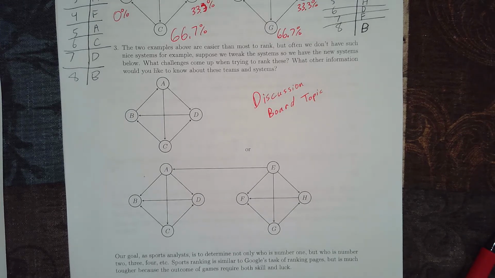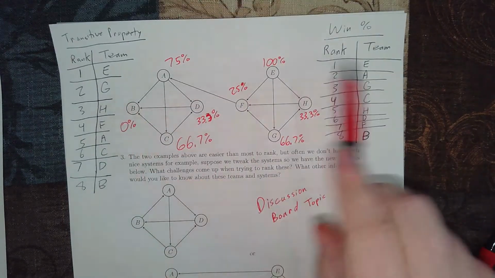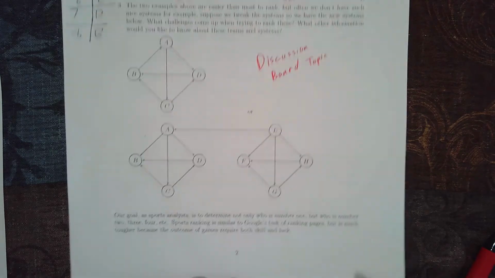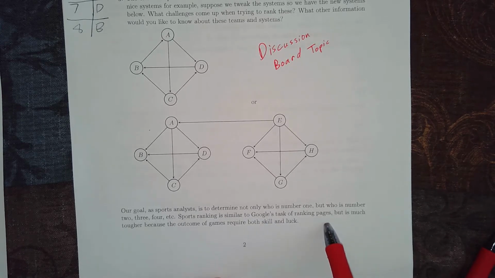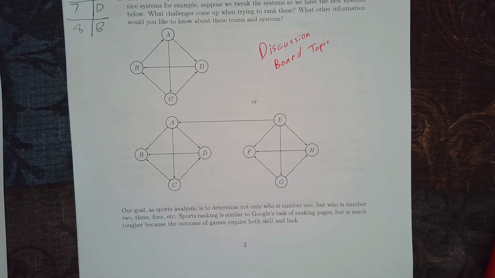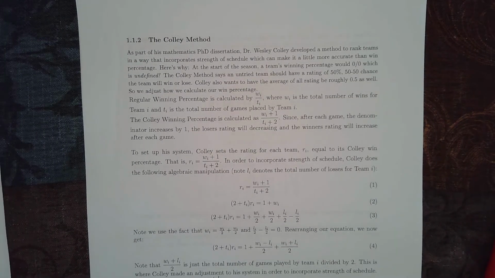So our goal as sports analysts isn't just to figure out which is the best team and which is the worst team. So here we agreed on the best and the worst regarding our method. We want to rank everybody in between. And so this is similar to a task Google has of trying to figure out which pages to put at the top of the search engine when you search up a certain phrase. But sports ranking can be a little bit tougher because we have to rely on both luck and skill. So there are 2 methods we're going to look at today. The first one's going to be kind of straightforward, and the second one's going to use least squares.